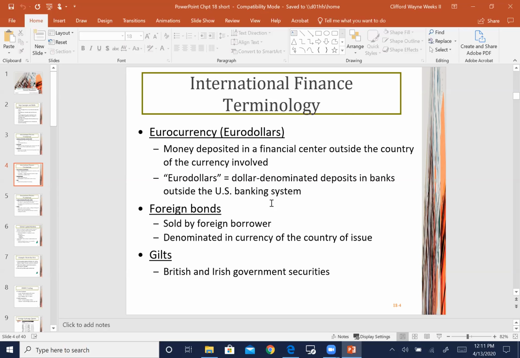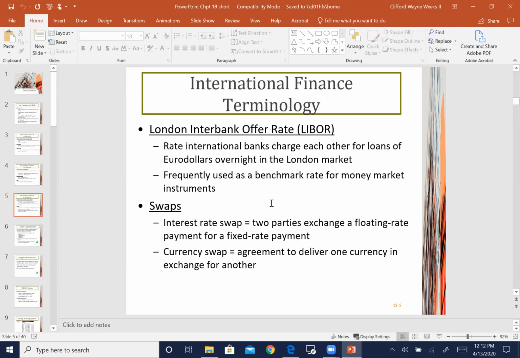But with countries that have rampant inflation, right? Like I know that this happened down in Venezuela. Right? People wouldn't use the Venezuelan, I don't know if that's the right word, currency. They'd actually want to use US dollars because the value of the US dollar is more stable than the Venezuelan currency. Right? There's gilts, which are British and Irish government securities. Right? So again, these are things that you can invest in internationally.